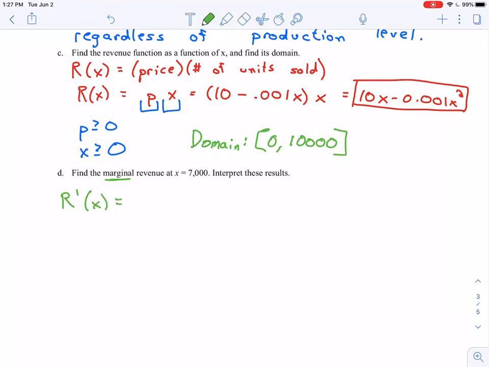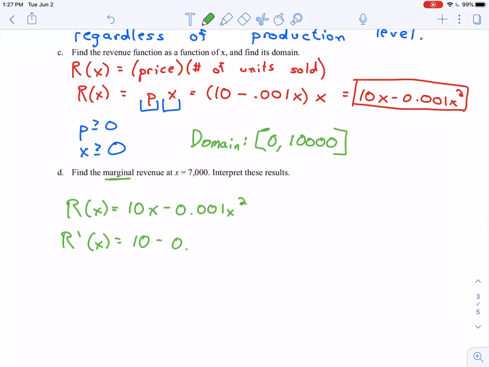Let's just write down r of x, just so that we have it in front of us. r of x is equal to 10x minus 0.001x squared. So r prime of x, the derivative of 10x would be 10, minus, over here using my power rule, I've got negative 0.002 times x.